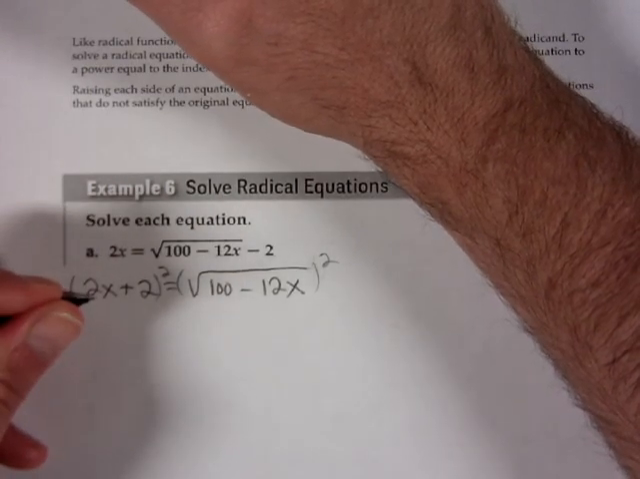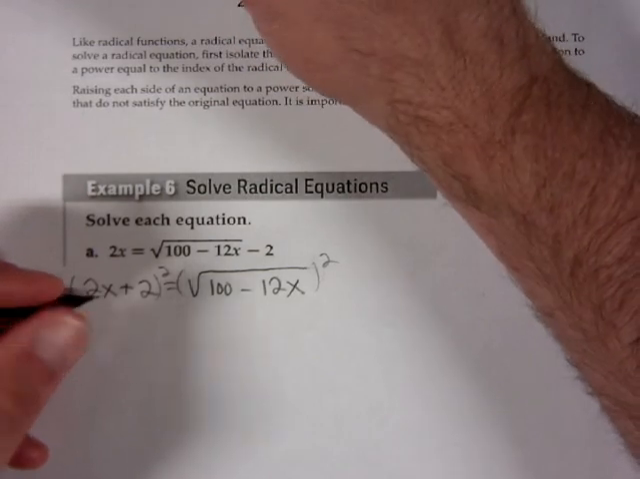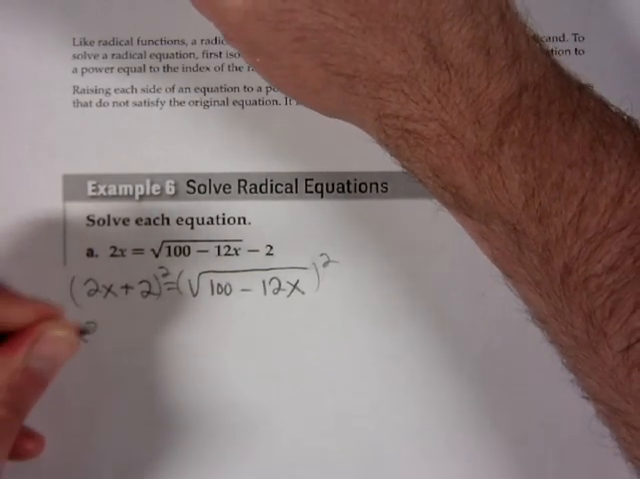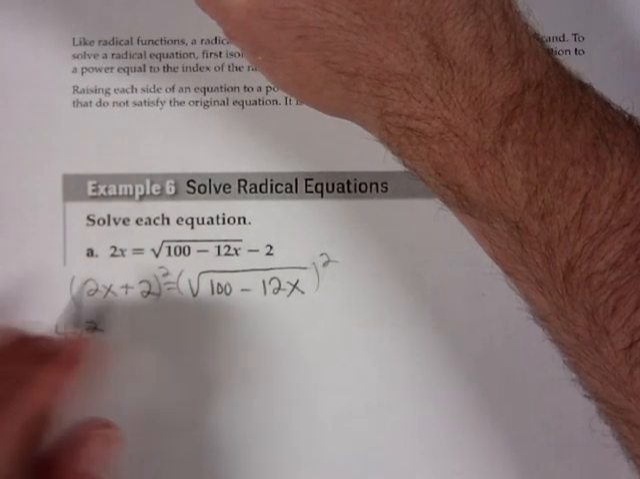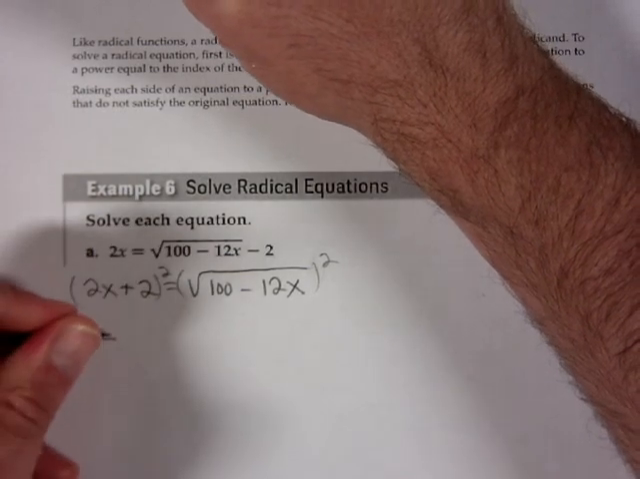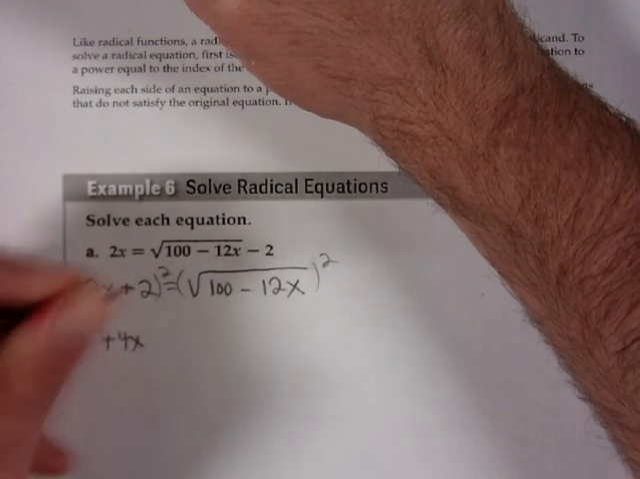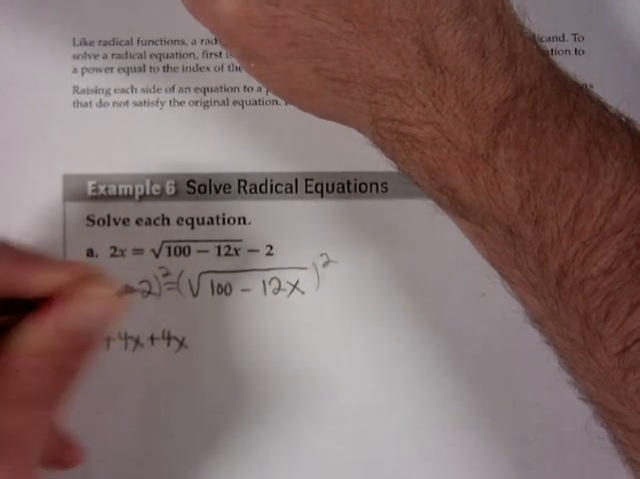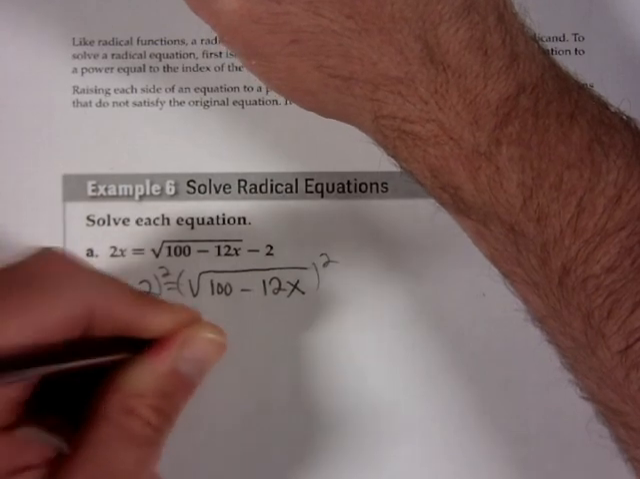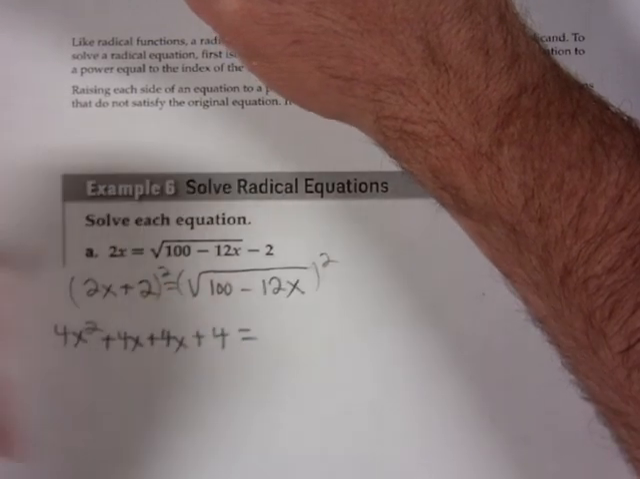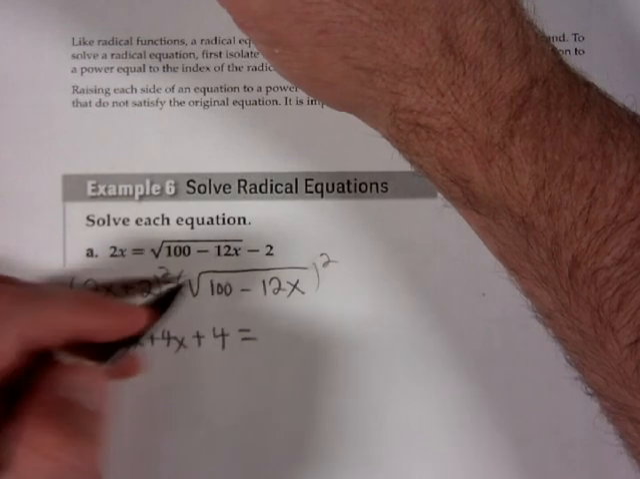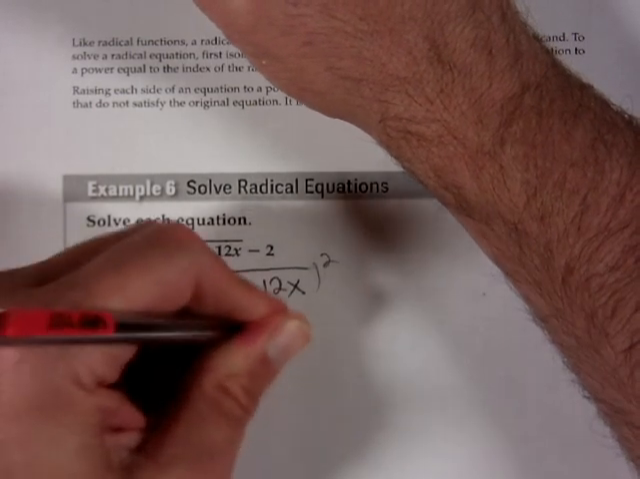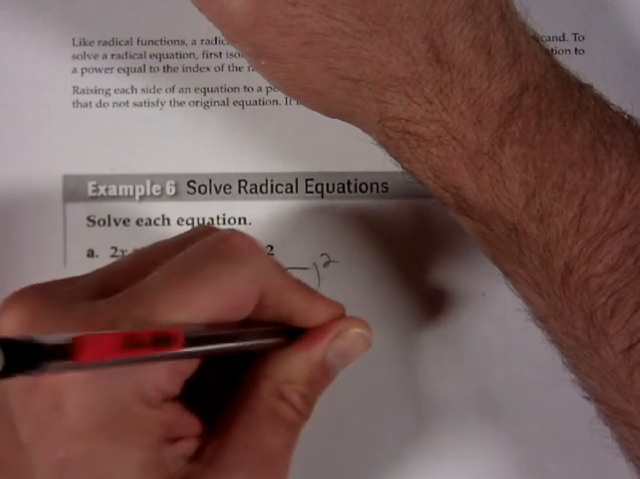On this side, I'm going to get, let's see, can we do this without explicitly writing it out? I think we can. 2x times 2x is 4x squared. 2x times 2 is plus 4x. Then 2x times 2 is another plus 4x, and then 2 times 2 is plus 4. And that's going to be equal on the other side. The square root squared just makes 100 minus 12x fall out of there.